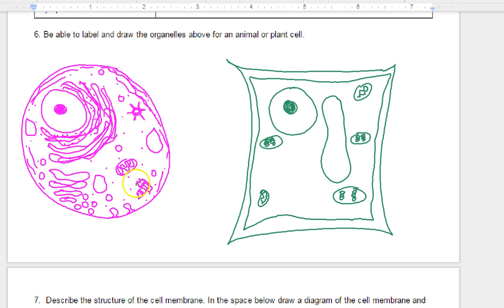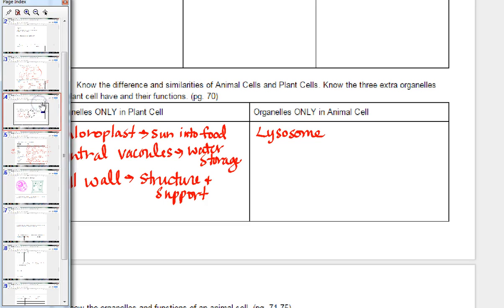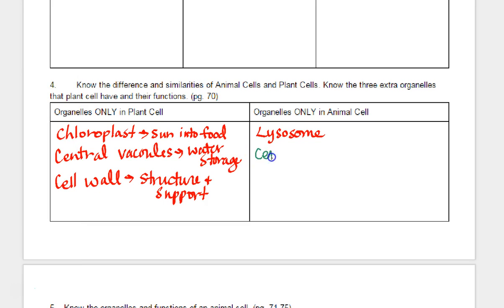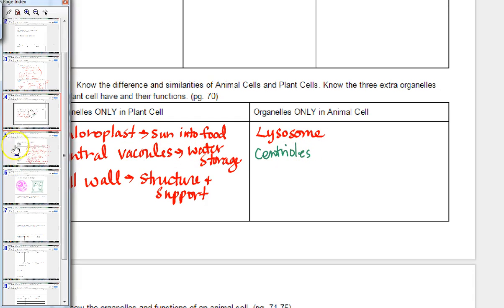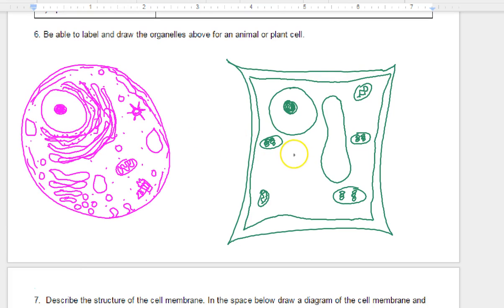We're not going to have centrioles. Oops, I should have put that on. Let's go fix that real quick. Over here. There's no centrioles in a plant cell, because a plant cell divides a little differently. So up there, go ahead and put that.